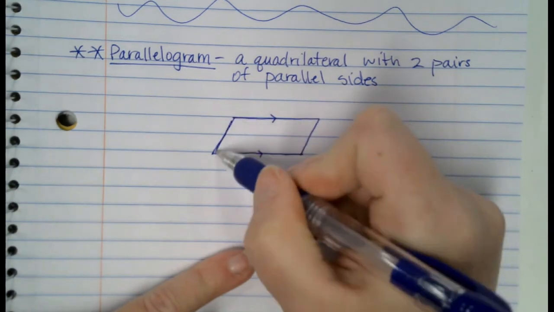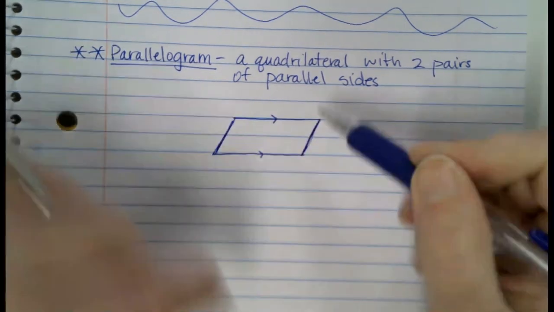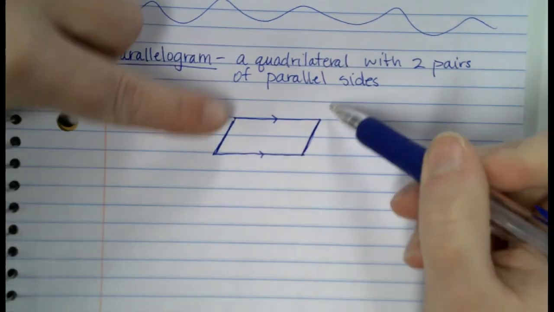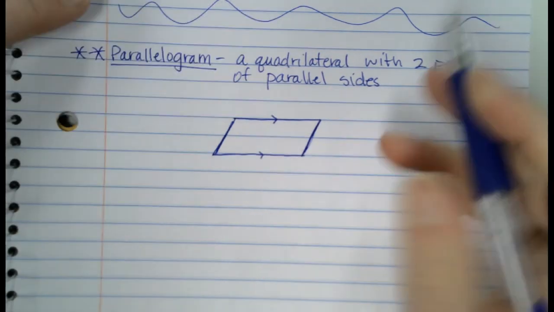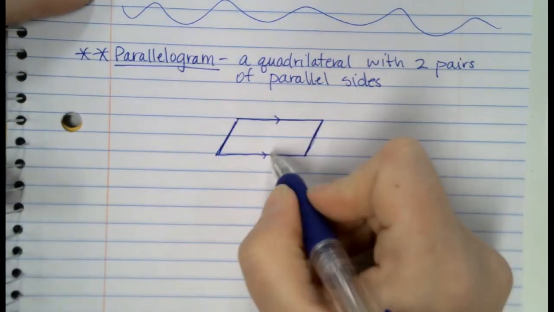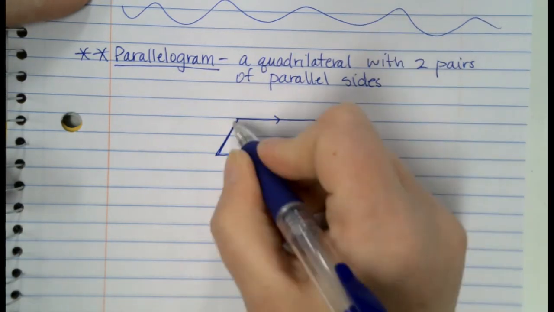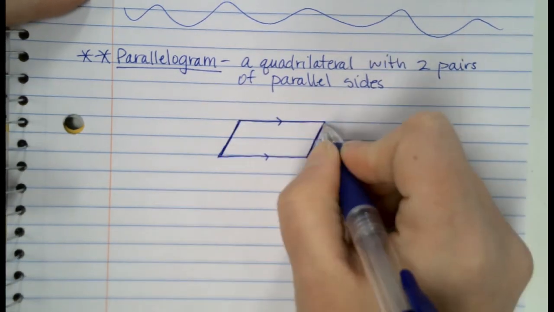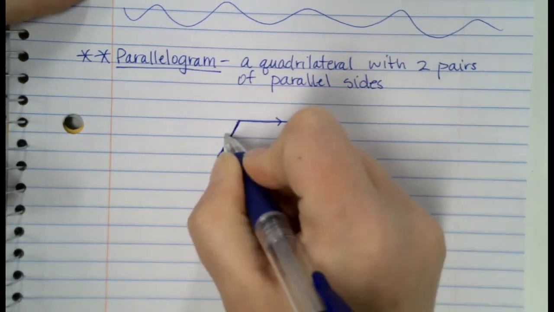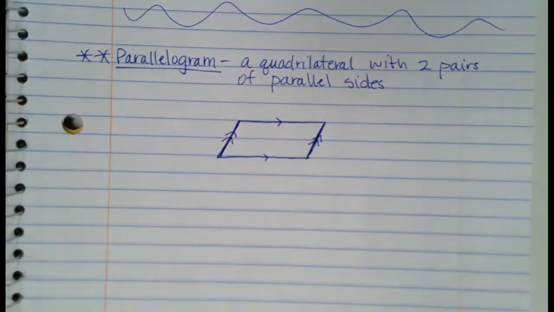These lines right here are also parallel, right? Are they ever going to intersect if they keep going? No. So I've already shown that these are parallel. To show that these are, I'm going to put their own arrows, and I'm going to put 2 of them. That's a parallelogram.